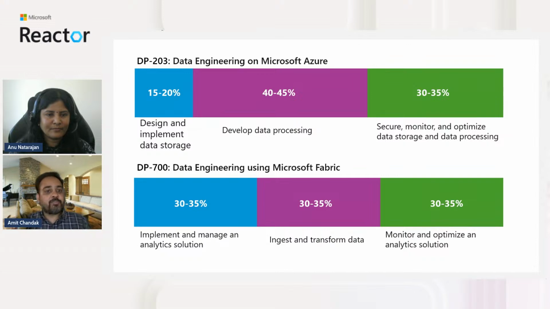Basically, the DP-203 exam and DP-700 exam, if you look closely, look very similar. There is a small change of distribution in the design and implementation of data sources and develop data processing, versus implementation and management of data analytics and ingestion and transformation. The first exam was focusing on data engineering on Azure. The second one is focusing on data engineering on Microsoft Fabric. That's the important part here, right, Amit? The focus in DP-203 is Azure because it's PaaS, whereas Fabric is a SaaS. So I think the focus has now been completely on a SaaS platform.